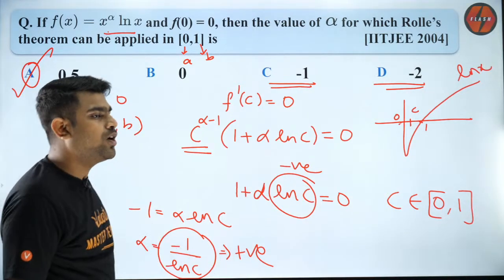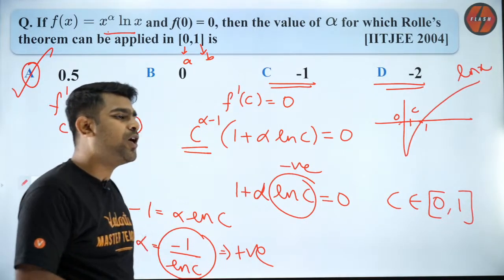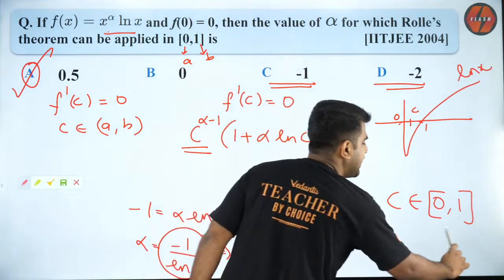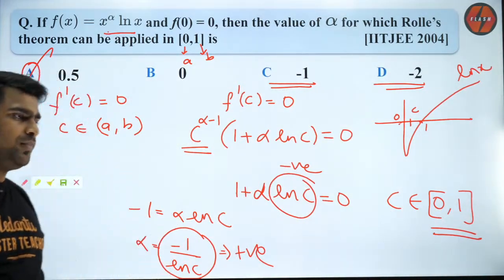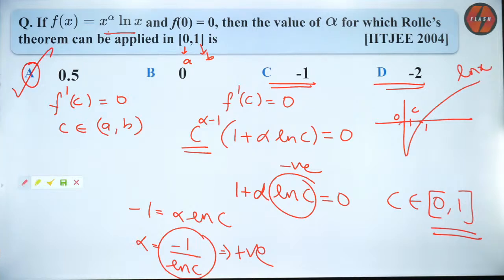Got it? For 1 it is not defined, absolutely, because c will be an interior point. C will be in between 0 to 1, so no problem. Are you guys clear?